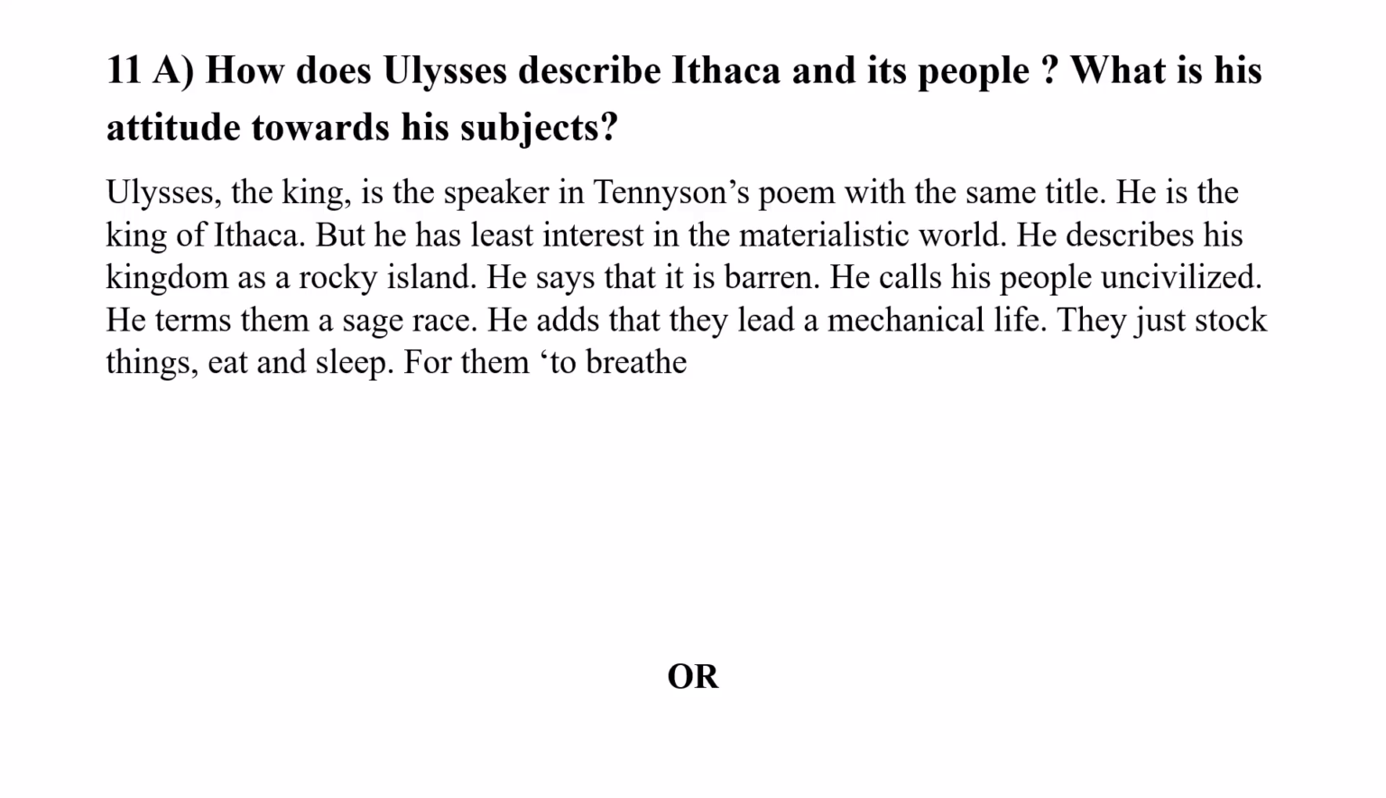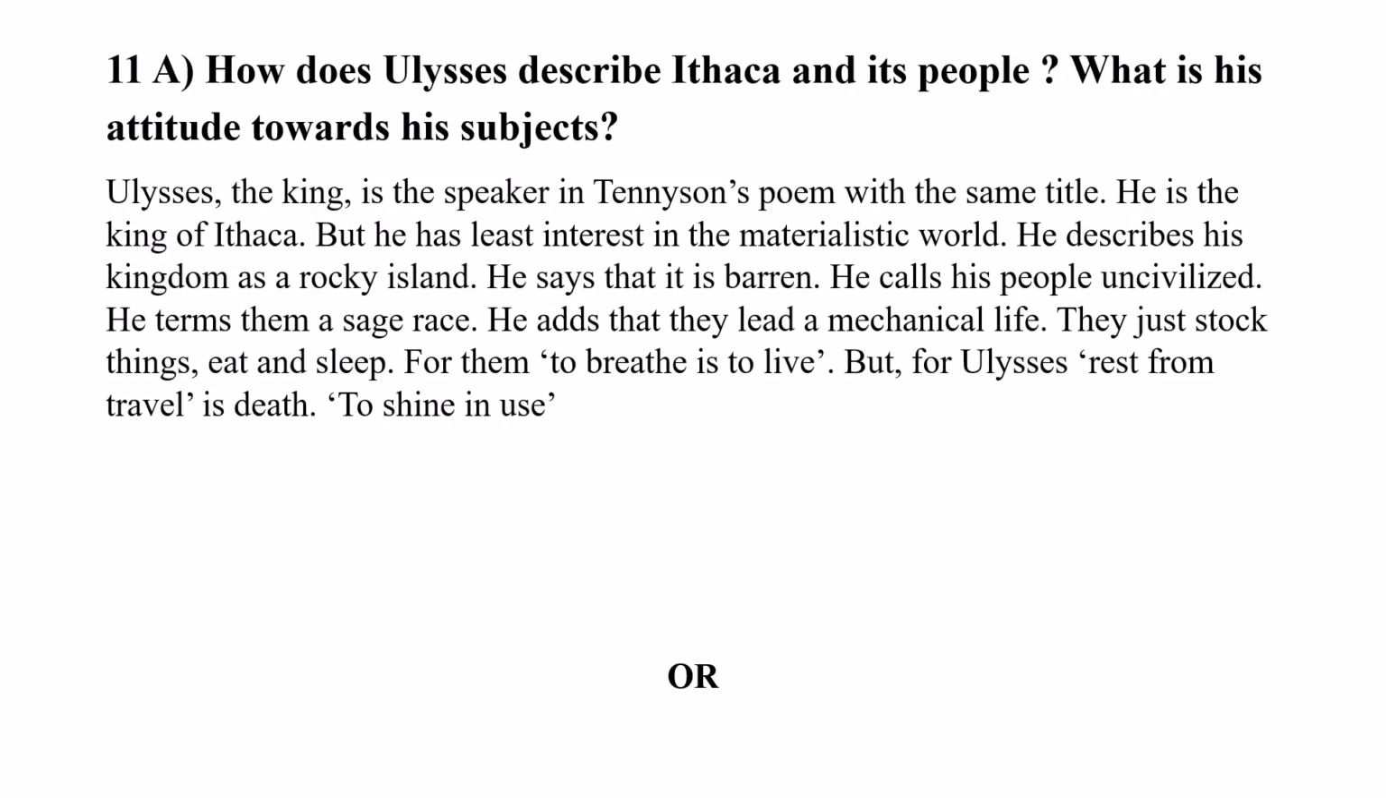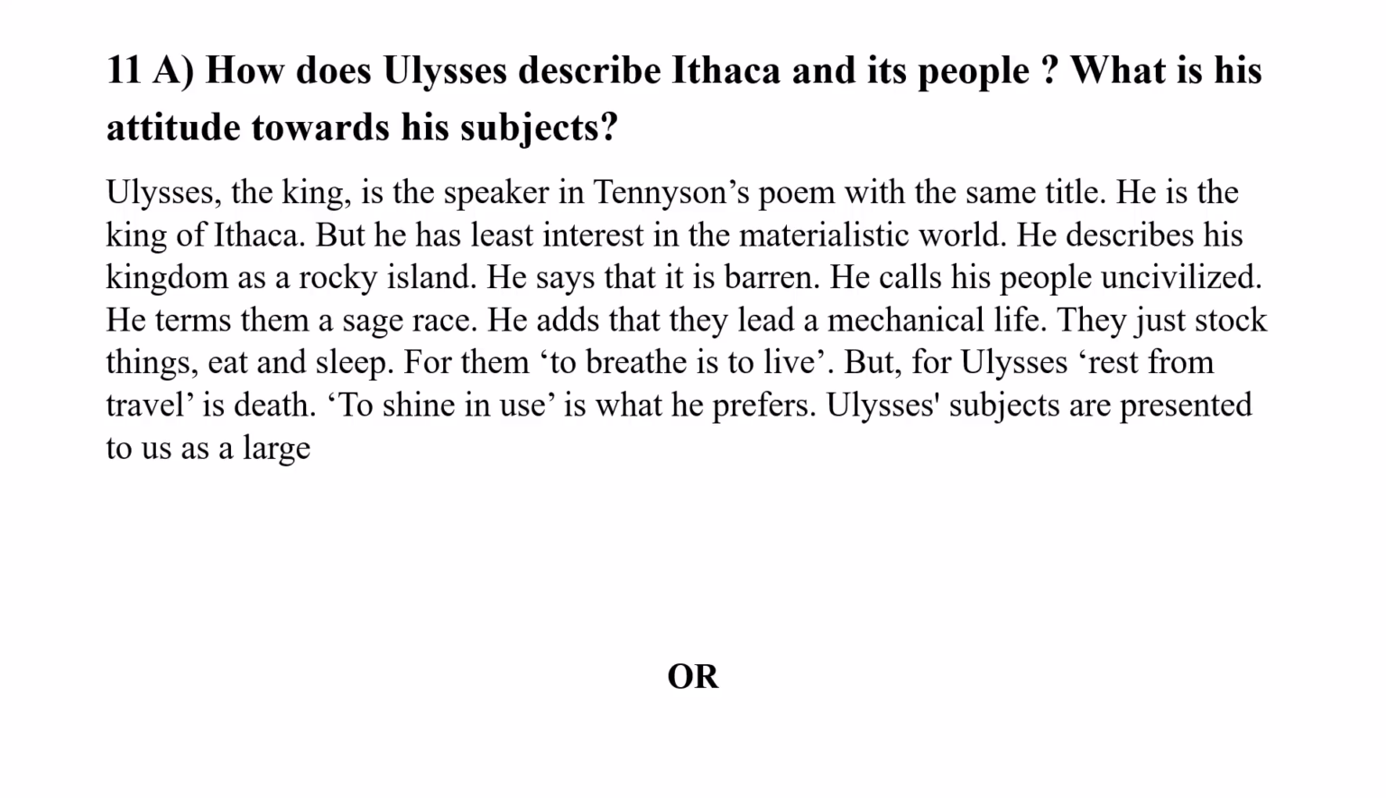Sorry for the spelling, students, it is savage. He adds that they lead a mechanical life. They just talk things, eat and sleep. For them, to breathe is to live. But for Ulysses, rest from travel is death. To shine in use is what he prefers. Ulysses' subjects are presented to us as a large group of drones who do nothing but eat and sleep. Drones are the male flies. Okay, so they just eat and sleep. So he's complaining about his subjects.